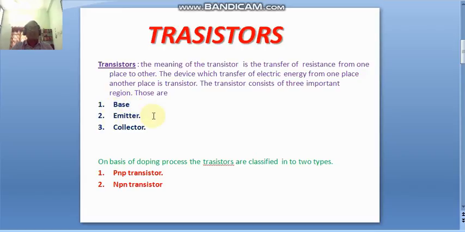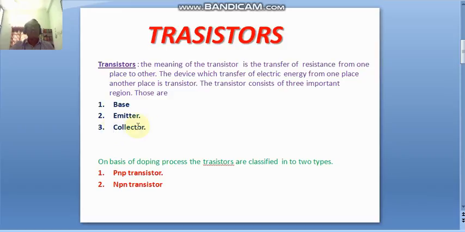Similarly, the emitter is the region which emits the majority charge carriers. A P-type material may act as the emitter. If you consider the P-type region as the emitter region, the majority charge carriers are holes and the minority charge carriers are electrons. So the majority charge carriers, holes, are emitted from this region and enter the base region.